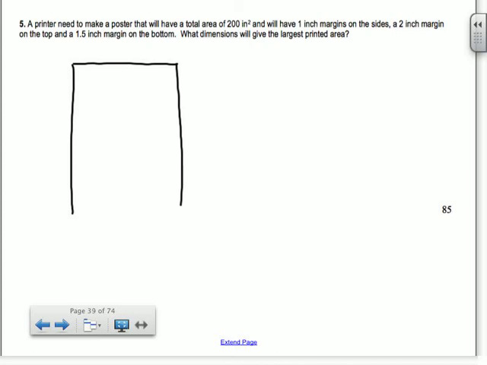So we have our poster. Total area is 200 square inches. Has a 1-inch margin on the sides and a 2-inch margin at the top, and a 1.5 at the bottom. Oops. So this is 1.5. This is 1. And this is 2. It's not really drawn very well. 1.5 should be a little bigger, right? So what dimensions give the largest printed area?